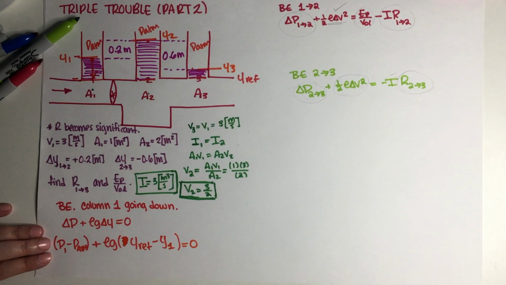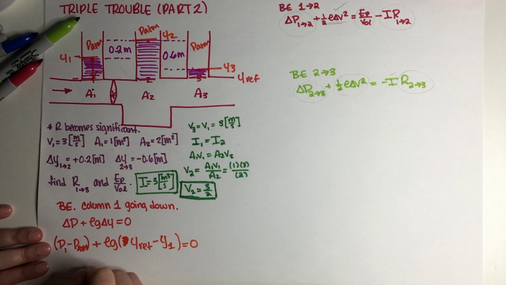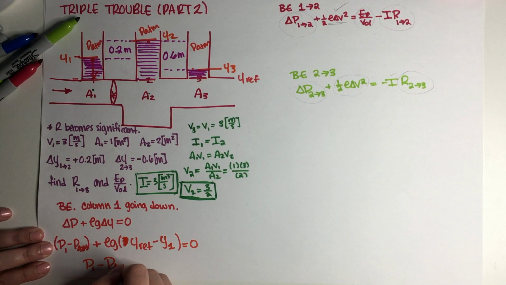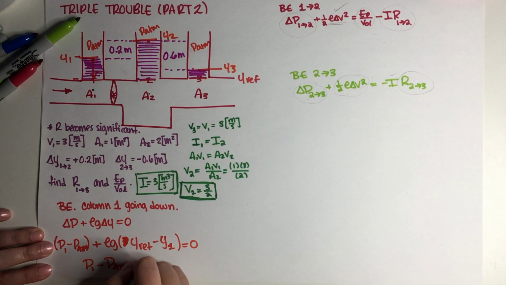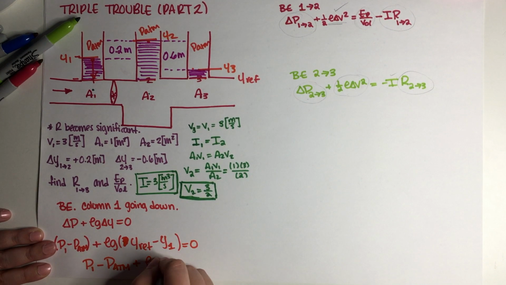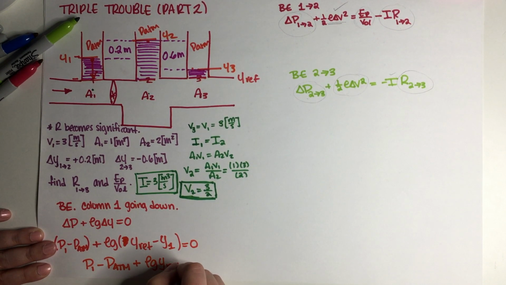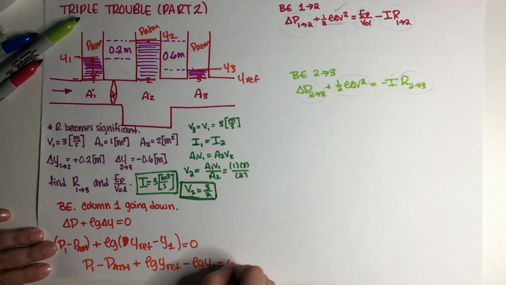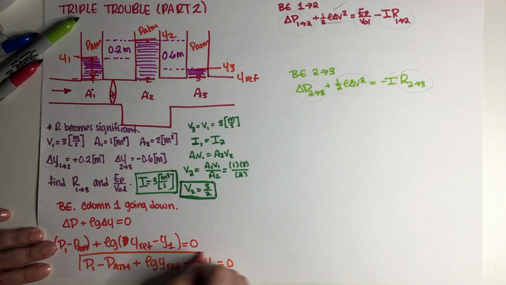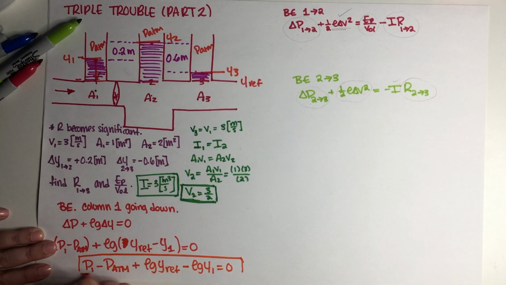So let me just rearrange this a little bit. Pressure 1 minus atmospheric pressure, and then I'm just going to split this up. You'll see why in a second. And this is the equation that I get.